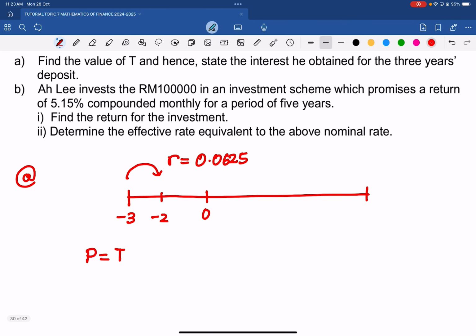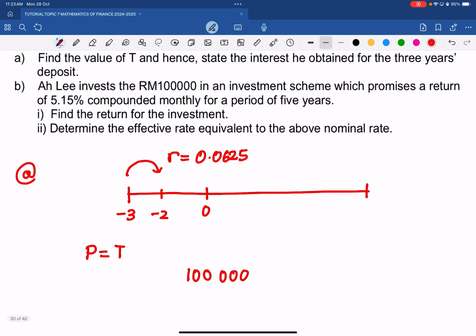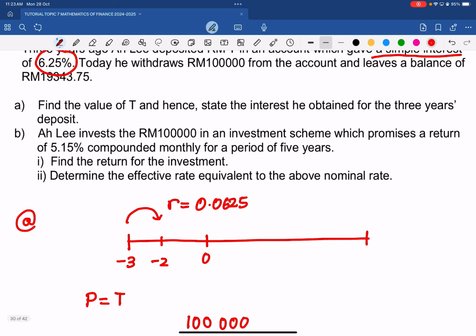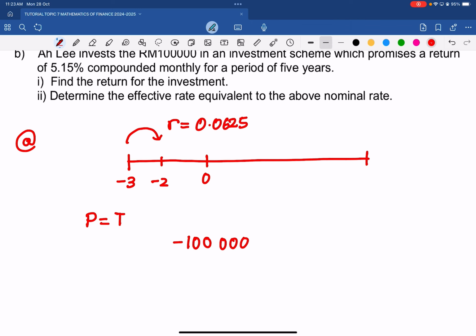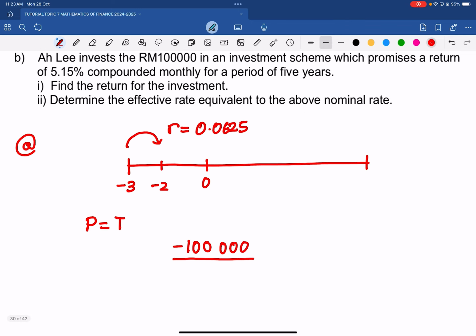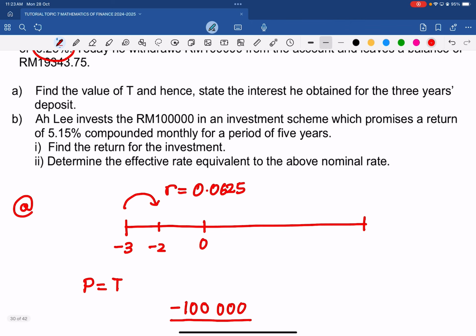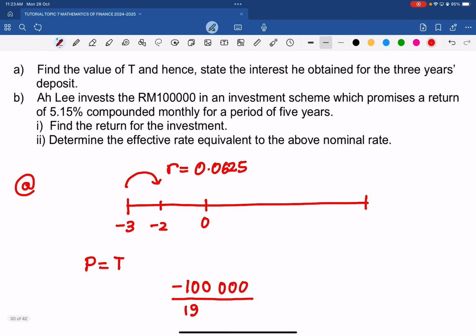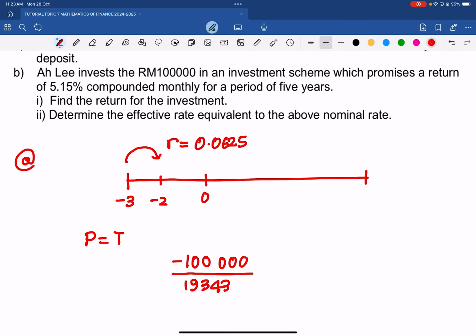Today he withdraws 100,000. He said he withdraws what today? This is today. Withdraw 100,000. Leaves a balance. He withdraws and leaves a balance of what is it? 19,343 and 75 cents.